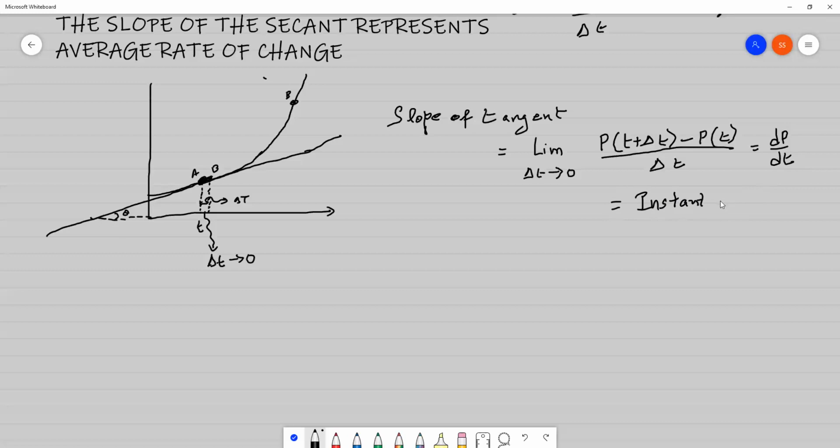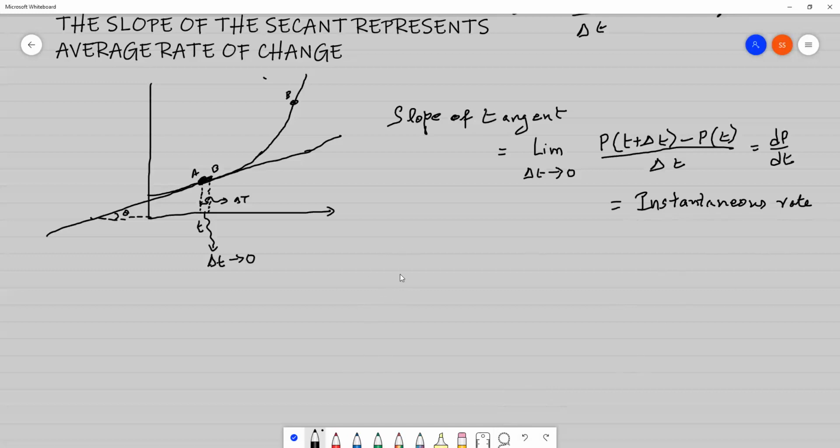Instantaneous rate, not change, instantaneous rate. It is called the instantaneous rate. So this is the meaning of dp.